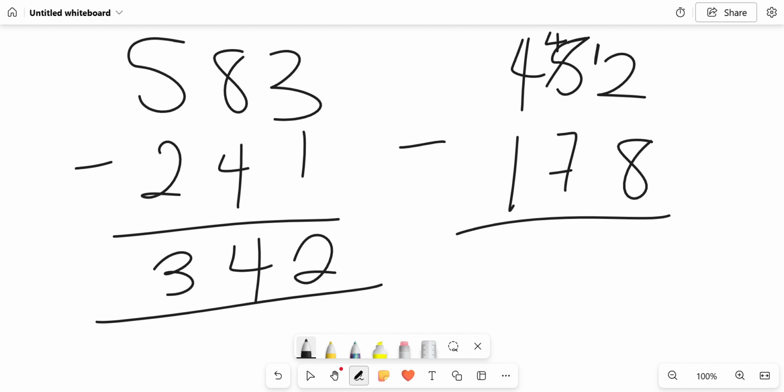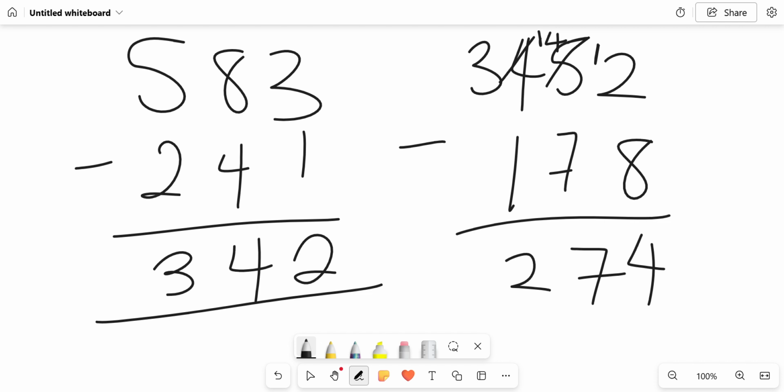So when we do 12 minus 8, that's going to be a 4. So now we have 4 here, but 4 can still not minus 7. So when we take 1 from here, it's going to be 3. And I'll add 1 here. No, it will not be 1 plus 4. It'll be 14. That's 1 and 4. So 14 minus 7 is a 7. Then 3 minus 1 is a 2. Okay? So our answer is 274.